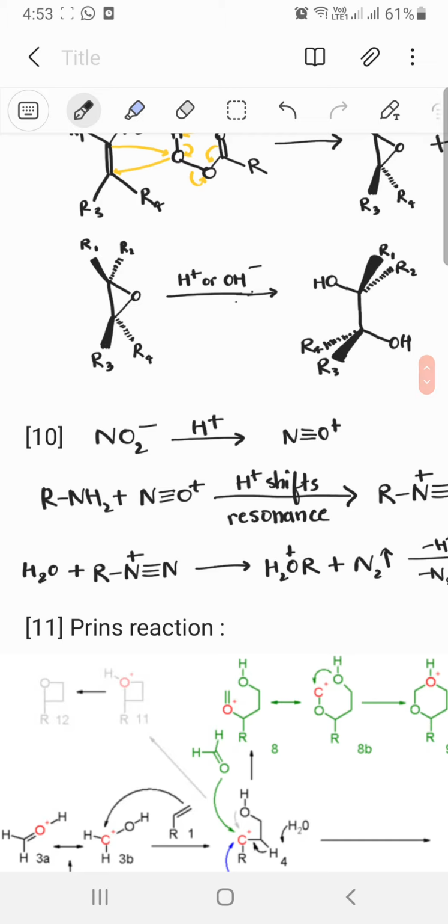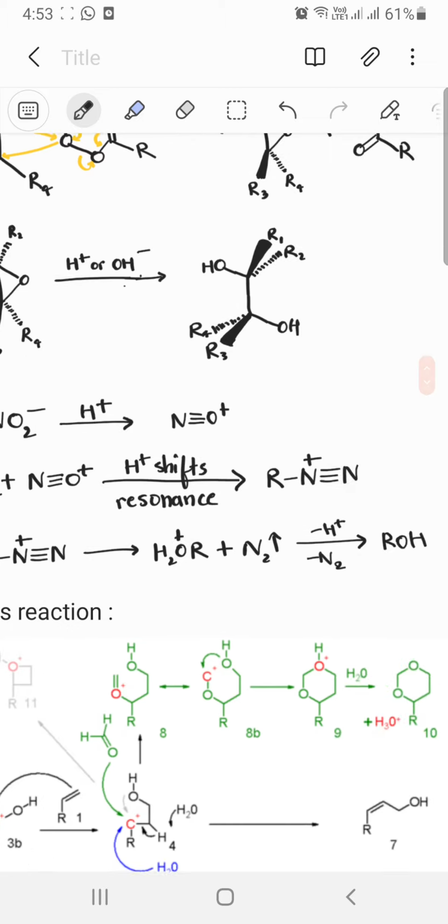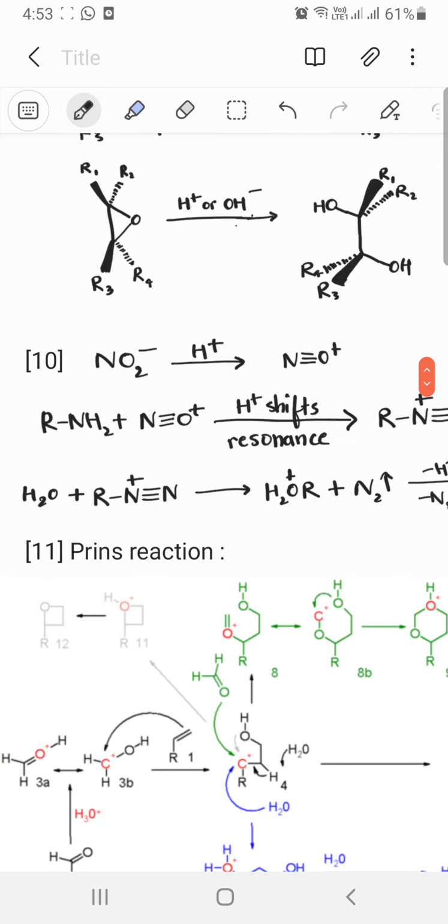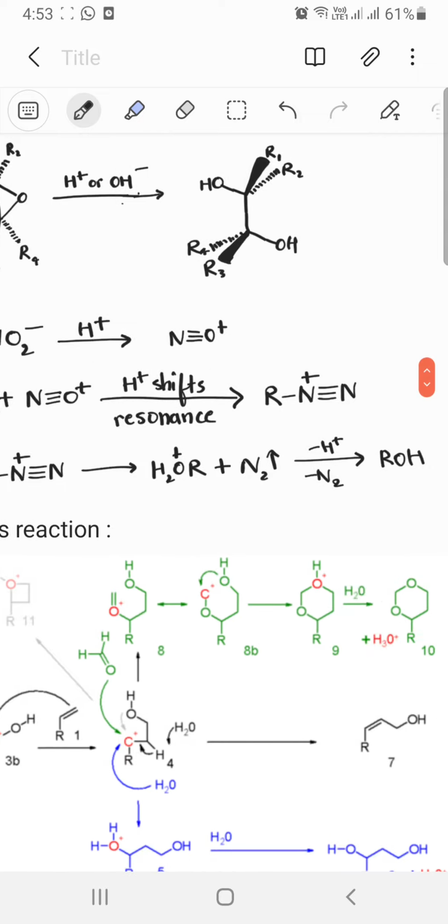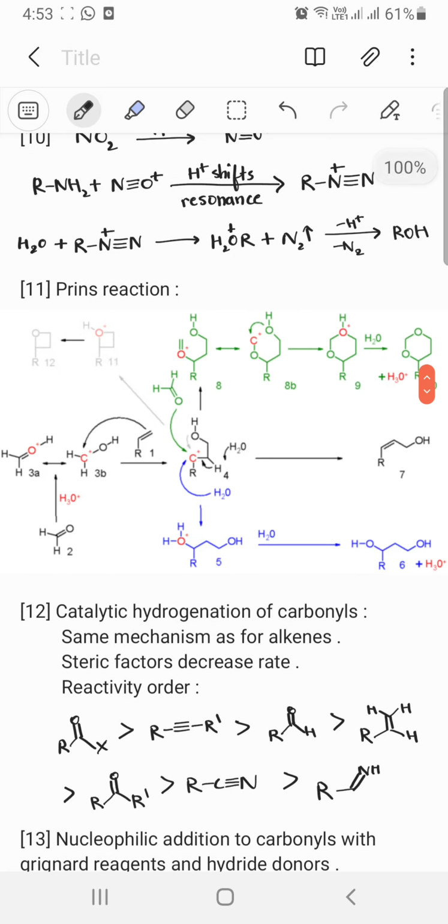Then NO2 minus and H plus gives HNO2. Oh, yes, the diazonium salt. After forming the diazonium salt, treat it with H2O, and that will kick away the N2, which leaves the reaction mixture, making the reaction go forward. Cool. That's nice.